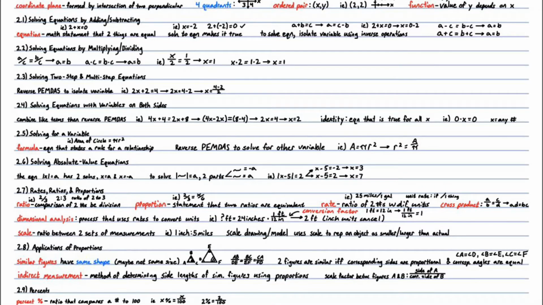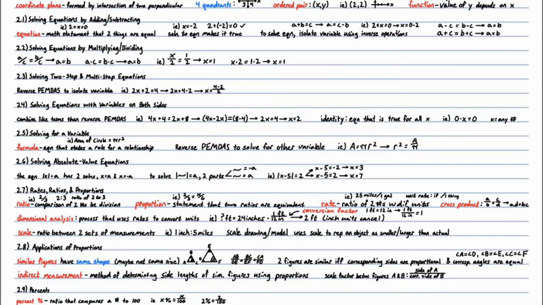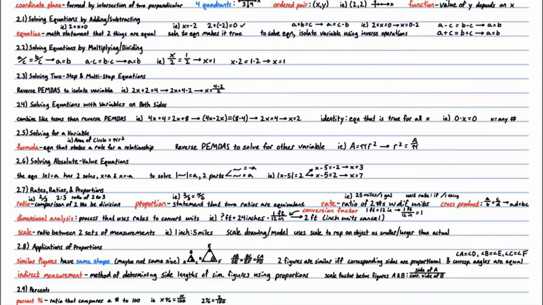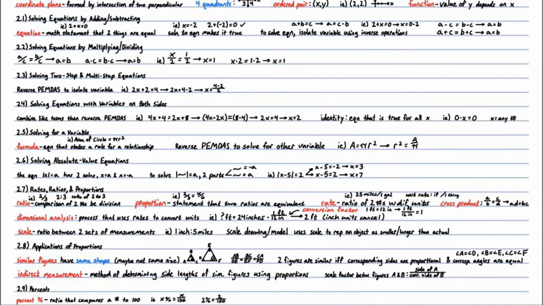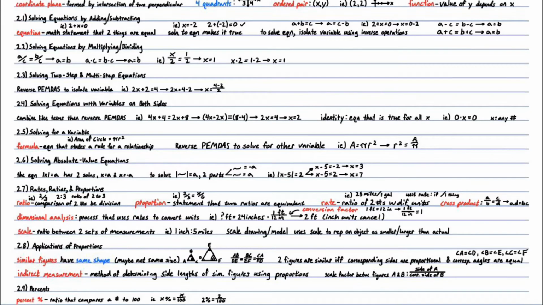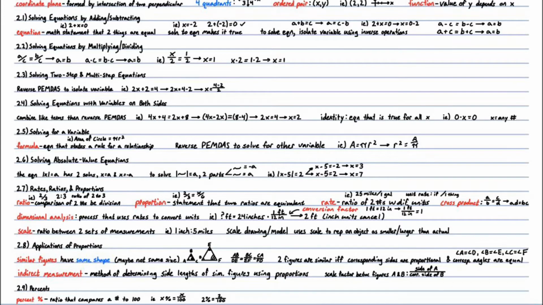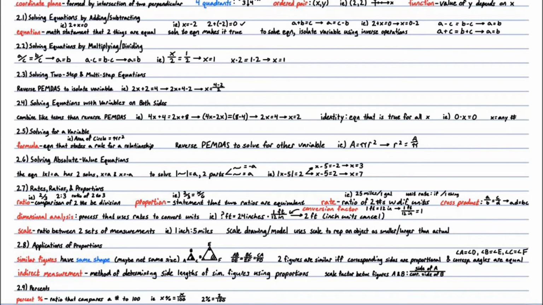Two figures are similar if and only if corresponding sides are proportional and corresponding angles are equal. Indirect measurement is a method of determining the side lengths of similar figures using proportions. The scale factor between two similar figures A and B is the side of A divided by the corresponding side of B. Each pair of side and corresponding side share the same scale factor.